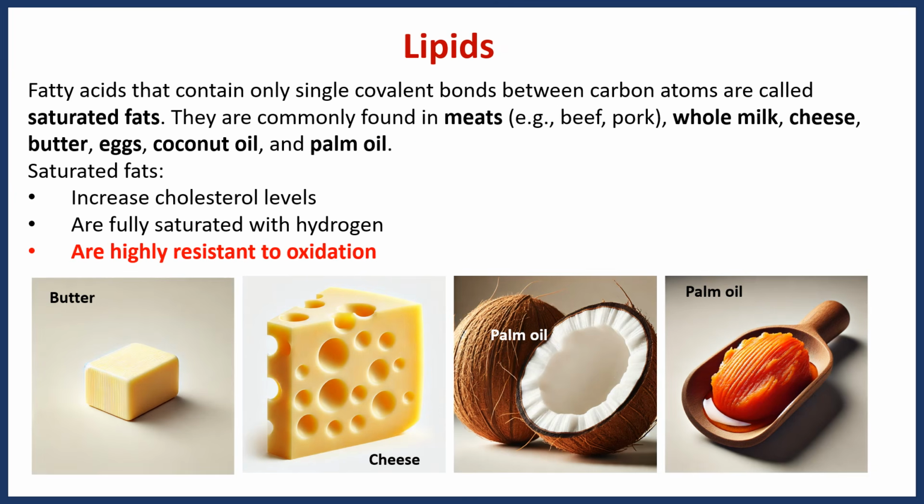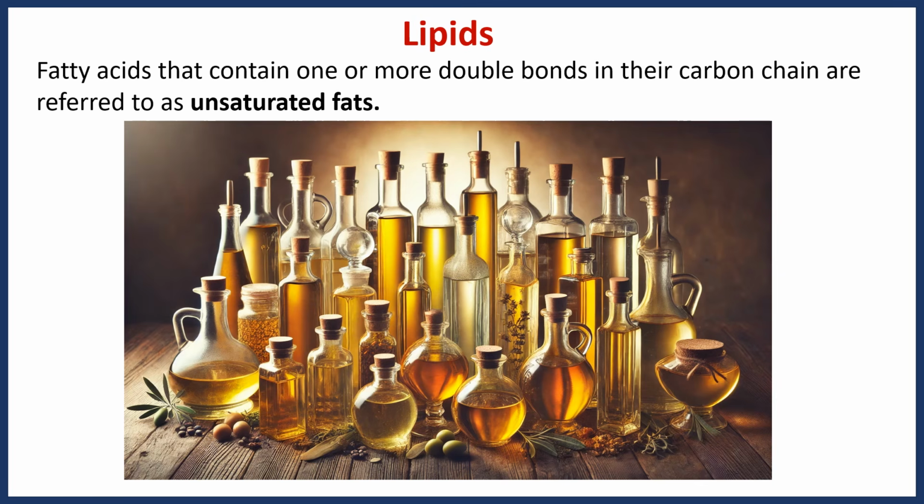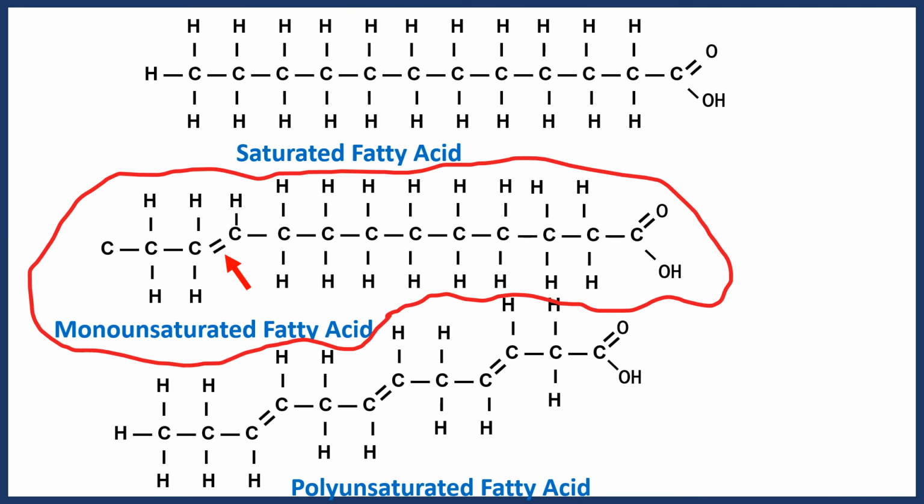So, saturated fats are highly resistant to oxidation and therefore do not form dangerous free radicals like many oils do. Fatty acids that contain one or more double bonds in their carbon chain are referred to as unsaturated fats. Here, notice the presence of one double bond. In place of hydrogen, the molecule forms a double bond, creating a kink in the fatty acid chain.